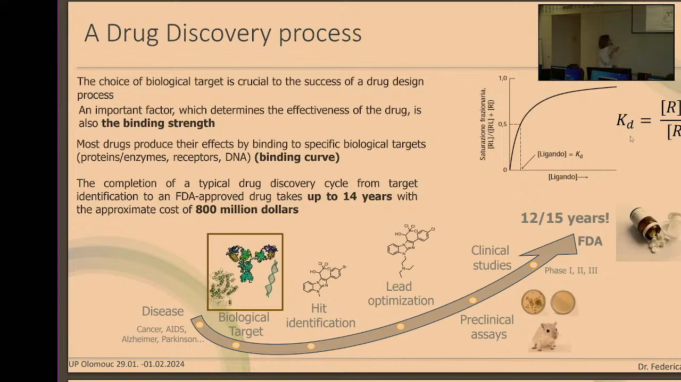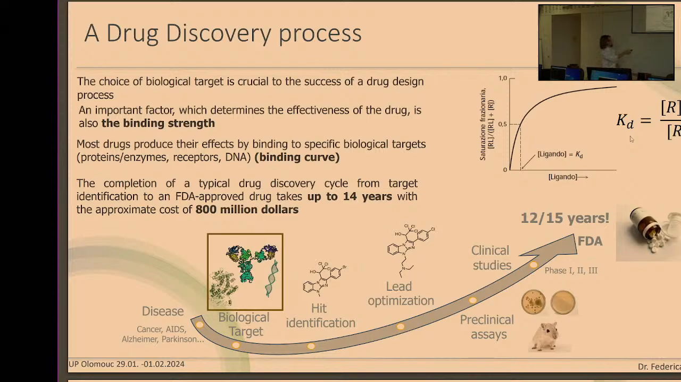If we imagine the binding strength, we can see that it is like this kind of binding curve, in which we have the ligand concentration against the rate of the receptor binding sites occupied by the drug. With this binding curve, we can derive a KD, the dissociation constant of the ligand, which strictly depends on the ligand concentration. We define the KD as the concentration of the ligand that is enough to occupy half of the binding sites of the receptor.